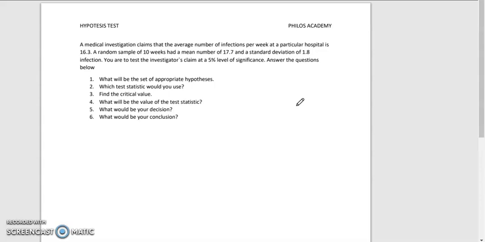Answer the questions below. So 1. What would be the set of appropriate hypotheses? When you see this kind of question, it means that they're asking you to state the null and the alternate hypothesis. So in order to state them, you first write H0. H0 represents the null hypothesis. Then you write HA at the down. It represents the alternate hypothesis.